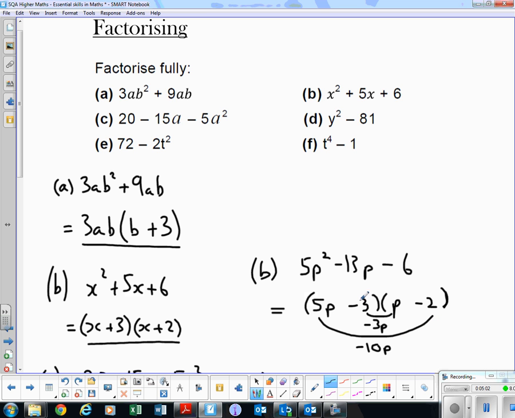But I need to quickly check that the last two terms multiplied together make negative 6. Unfortunately, they don't. So it looks as though we have it right, but in fact we don't. So I am just going to hit the undo button and leave that. Just going to swap the numbers around and hope that it's going to come out right this time. Otherwise, we have some problems. So 2 times p, 2p, 5p times 3, 15p.